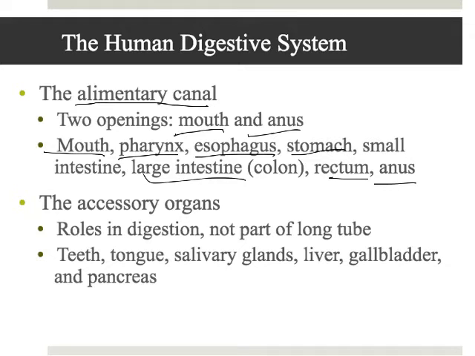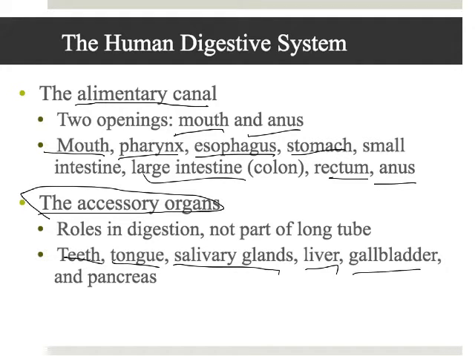And then the accessory organs are all the things that are not part of this long tube but are still important for digestion. So things like teeth, your tongue, your salivary glands, your liver, your gallbladder, and your pancreas.